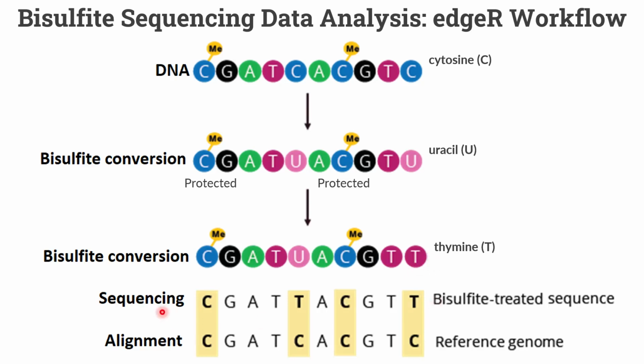After the sequencing, we can align the sequencing result to the reference genome. If a cytosine matches the genome sequence as cytosine, then this one is methylated. If a thymine matches the reference genome as cytosine, then this position is an unmethylated cytosine. So after the alignment, we can quantify how many methylated cytosines and how many unmethylated cytosines there are in the sequencing result.